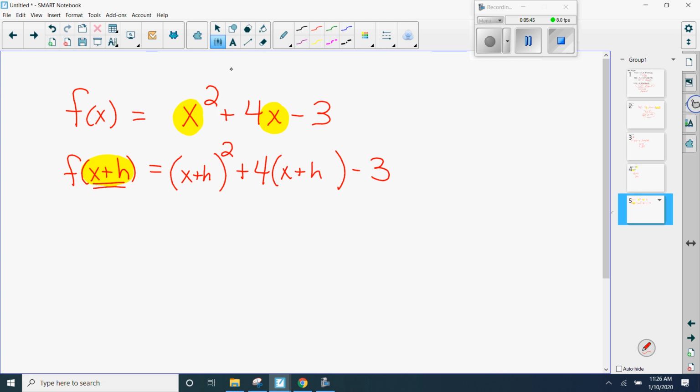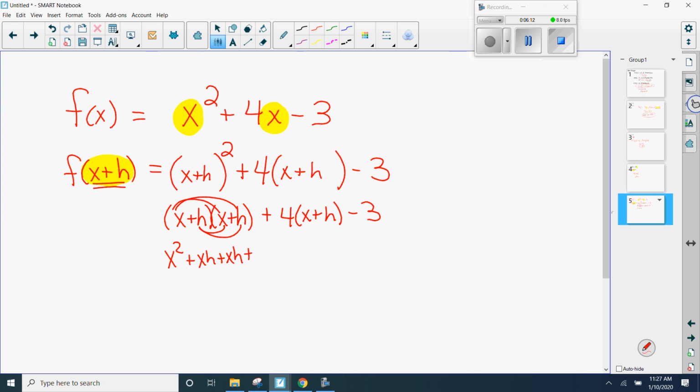How do you, what does this x plus h squared mean? X squared plus 2x plus h. Yep, when you get down to it, it's x squared plus 2xh plus h squared, but it means you take it times itself. So you FOIL: you multiply the first times each other, you multiply the outer, which is x plus h, you multiply the inner, which is x plus h, and you multiply the last together, which is h squared.